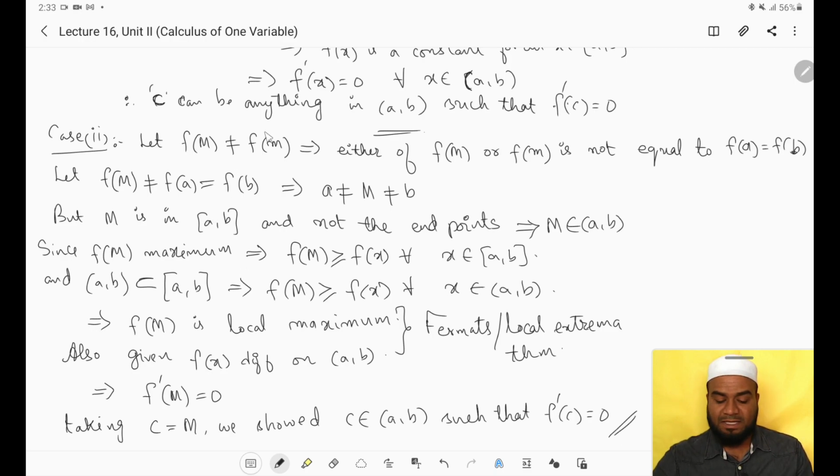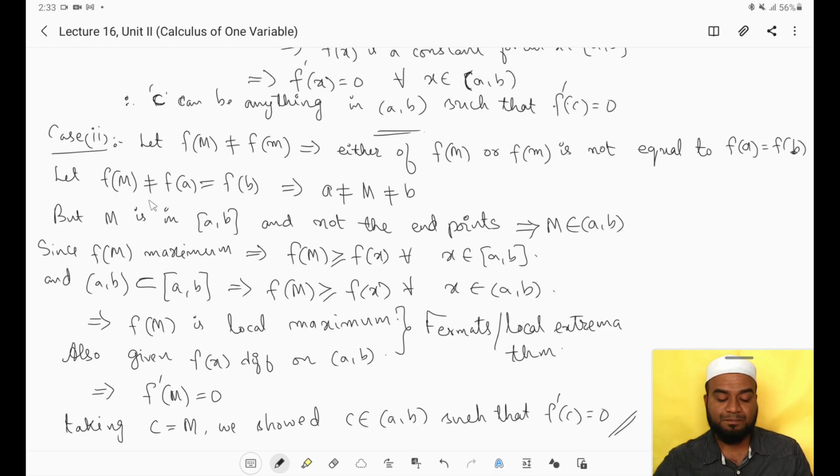So that was the second case; the first case is very easy, I have explained it already. In the second case, we are considering that the maximum value and minimum value are not equal, right? Then either the maximum value f of capital M, or the minimum value f of small m, will not be equal to f of a equal to f of b. If they both were equal to f of a equal to f of b, then they would be equal to each other, but that is not possible. So specifically I am taking that f of capital M is not equal to f of a equal to f of b.